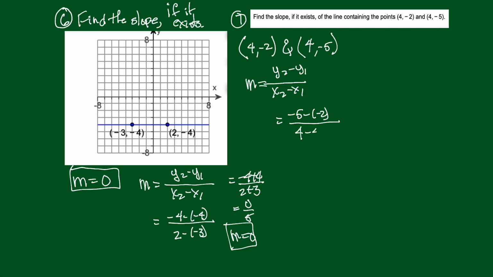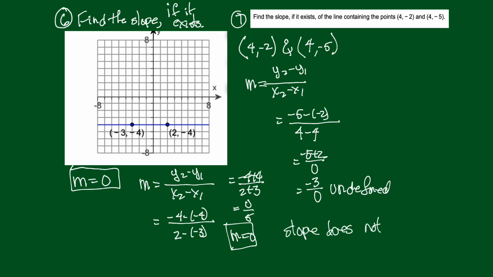I think you can see it now. So what do you get? You get negative 5 plus 2 over 0. You get negative 3 over 0. And that is undefined. All right, so this slope does not exist. Vertical line. Horizontal lines have 0 slope. Vertical lines have undefined slope.